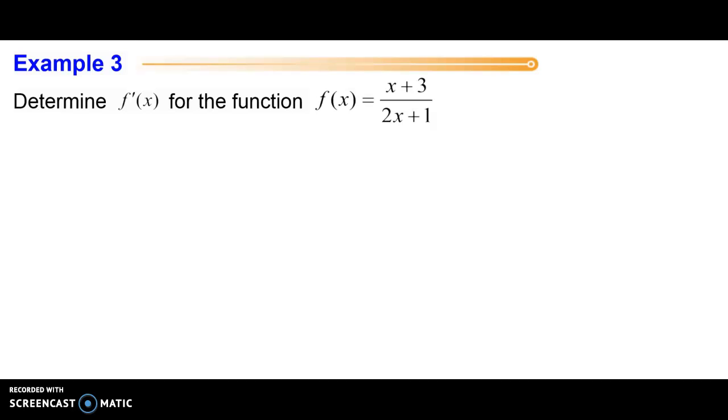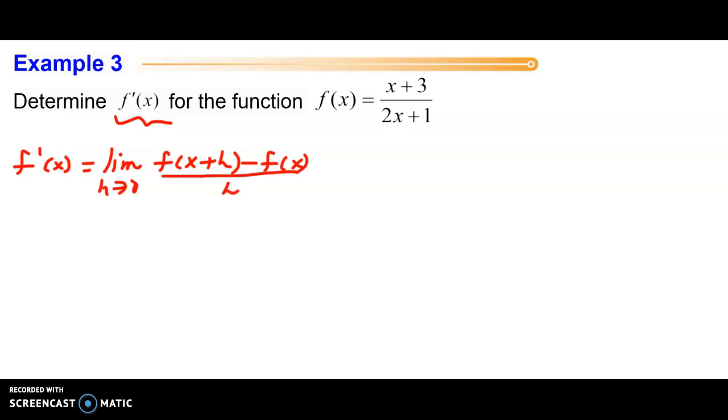This is example 3 in section 4.3. So we want to determine the derivative for the function f of x equals x plus 3 divided by 2x plus 1. The first thing we're going to do is write the definition of the derivative, which is f prime equals the limit as h goes to 0 of f of x plus h minus f of x divided by h.